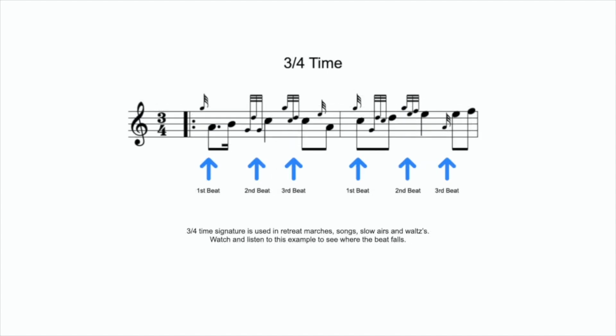In 3/4 time, you can see there's 1, 2, and 3 beats in each bar. 3/4 time signature is used in retreat marches, songs, slow airs, and waltzes. Watch and listen to this example to see where the beat falls.